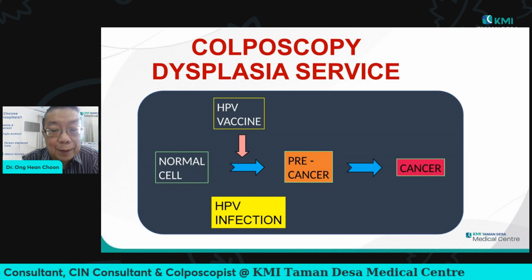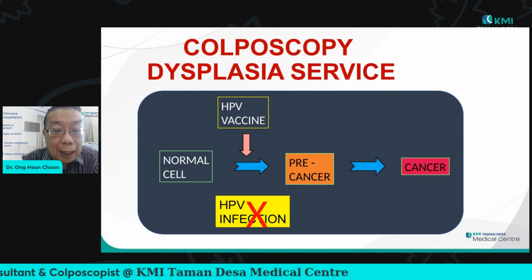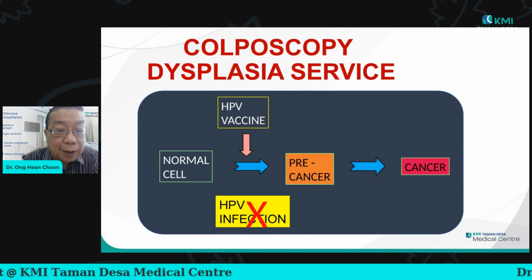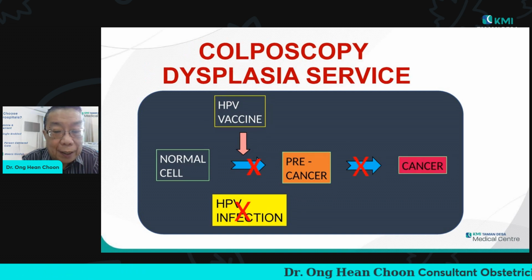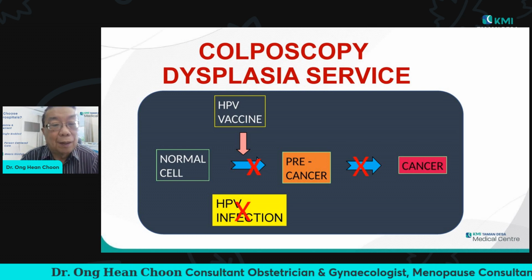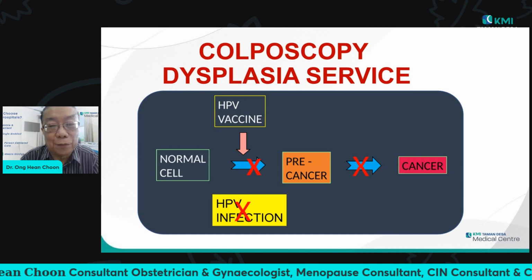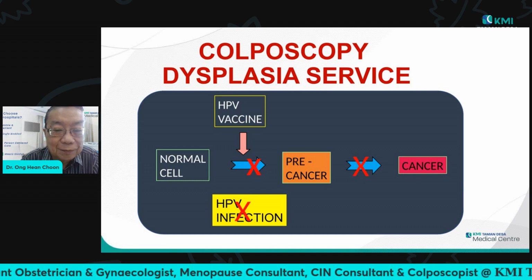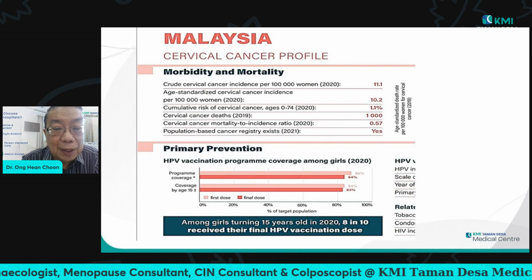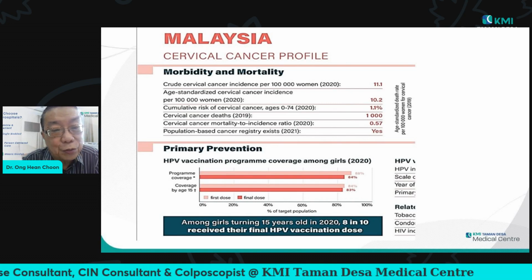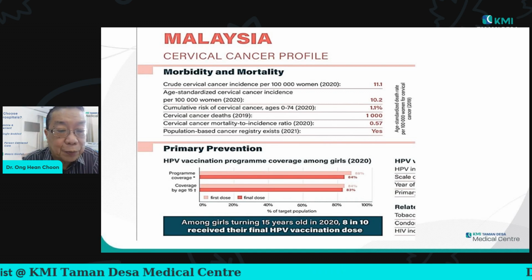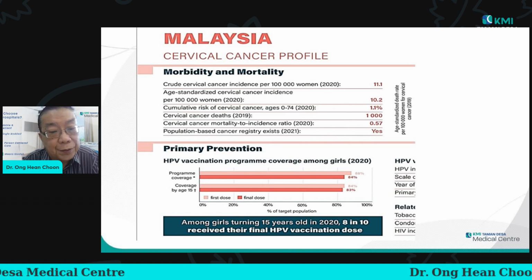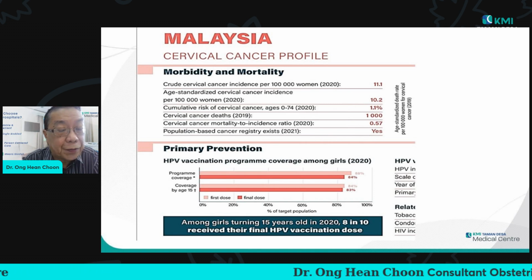Okay. Now, when you take the vaccine, it is hoped that you will not get the HPV infection. And when you don't get the infection, then you don't get precancer and you don't get cancer. Very simple protocol. In Malaysia, since 2007, a primary vaccination program has been done for young girls in school, aged 13 years.